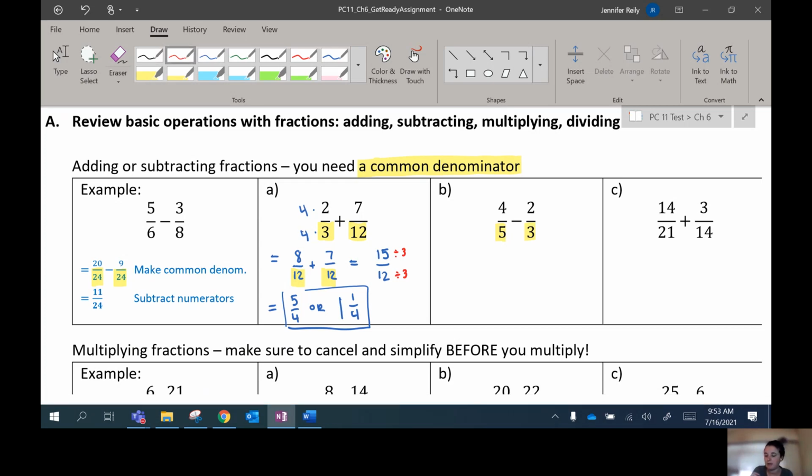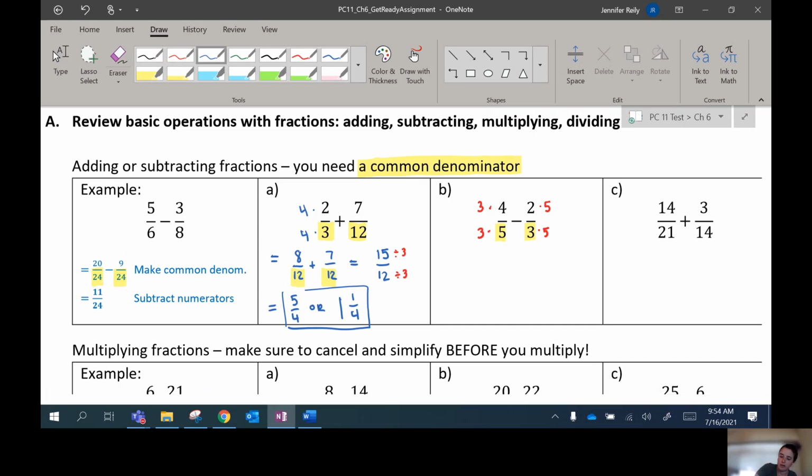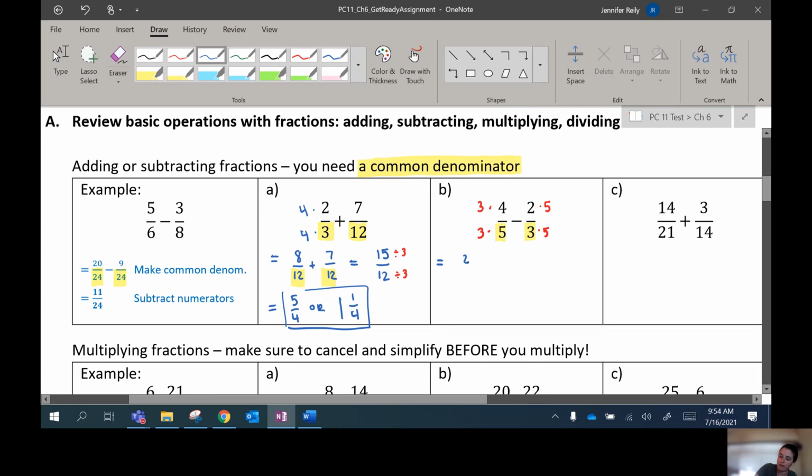So the lowest common multiple between 5 and 3 would be 15. So I'm going to multiply the fraction on the right side by 5 over 5. And the reason you can do this is because by multiplying both the top and the bottom by the same number, you're actually essentially multiplying the fraction by 1. You're not changing the fraction when you do this. So this would be 12 over 15 minus 10 over 15. Now that our denominators are the same, we can simply subtract the numerators. So you'd get 2 over 15. And this one does not need to be reduced. So that's our final answer.